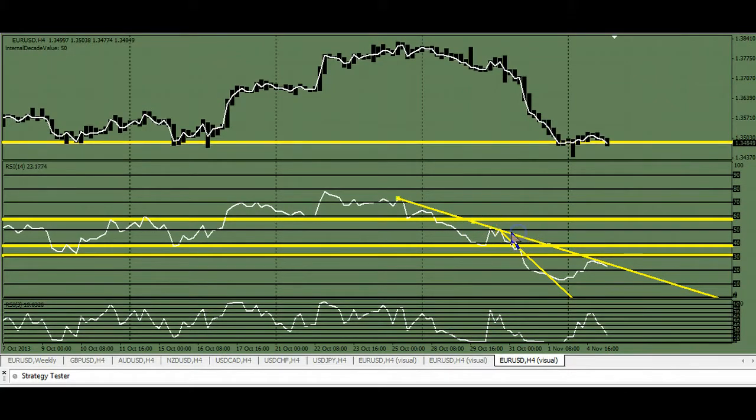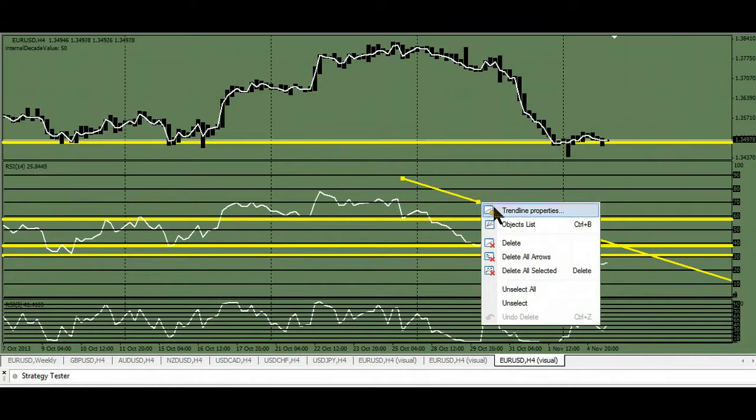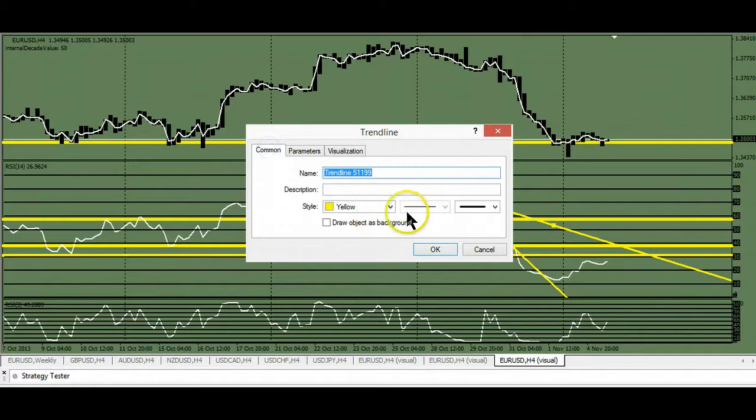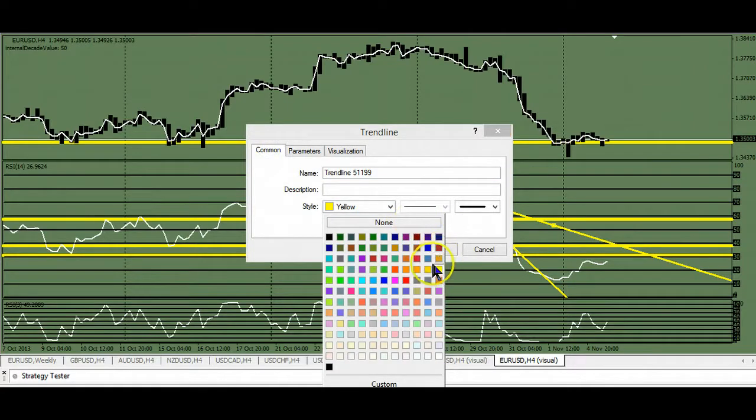Can you draw this? Let me make this a different color. For God's sakes here. Yeah, I just never find a color I like. You know, just make it black.